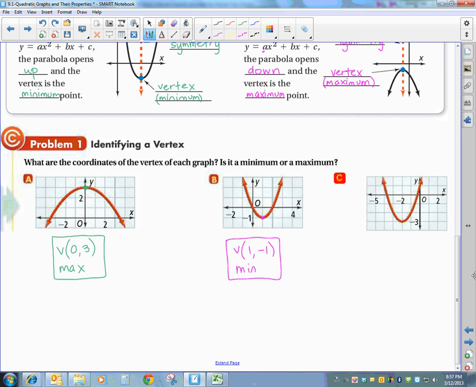And here's another one. Again, going up. Here's my vertex point. My vertex point is left 2 and down 3. So my vertex is going to be (-2, -3), and it's going up, so I have a minimum.